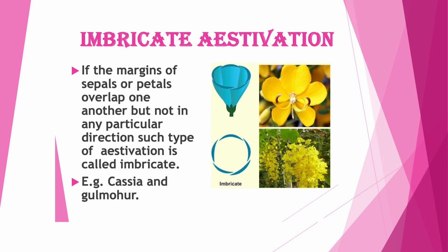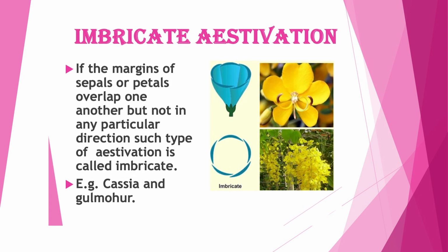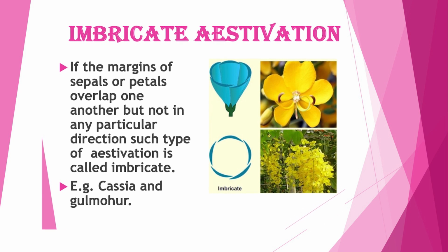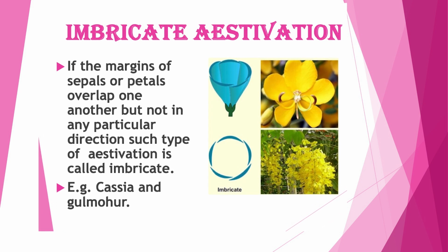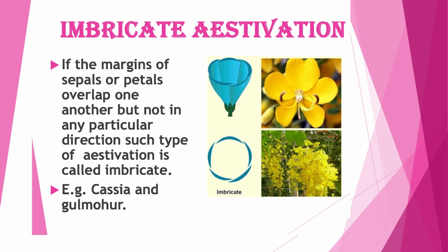Imbricate estivation, if the margins of sepals or petals overlap one another but not in any particular direction, such type of estivation is called imbricate. For example, cassia and gulmohar.